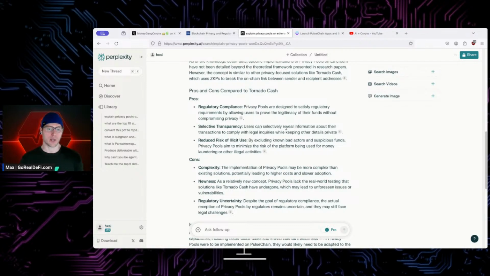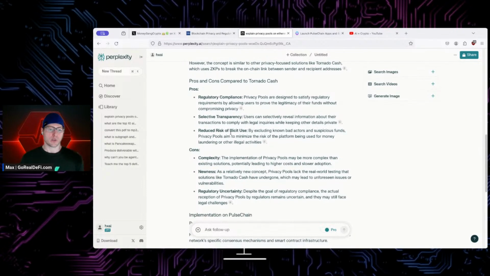Selective transparency: users can selectively reveal information about their transactions. So you can only reveal what you need to at the time, unfortunately, if you ever had to do something like that or otherwise. Reduce risk of illicit use by excluding known bad actors and suspicious funds.